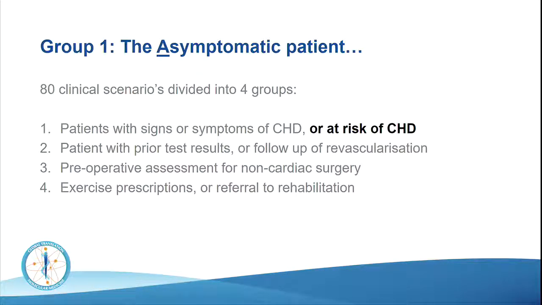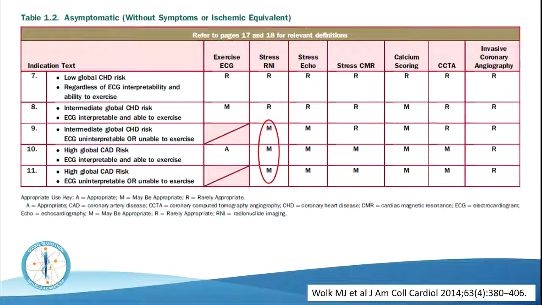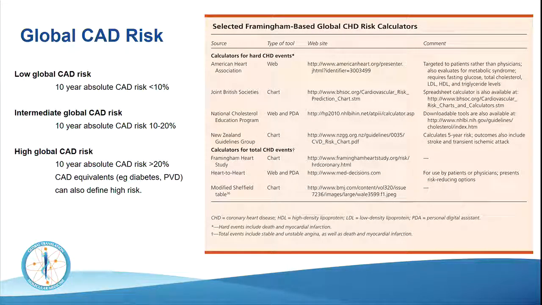What about asymptomatic patients? For asymptomatic patients, the guidelines recommend that those at intermediate risk with an uninterpretable ECG or those at high global risk may be appropriate to undergo myocardial perfusion imaging. But how do we assess global coronary disease risk? The Framingham-based models are recommended, particularly those that predict heart events, that is death and myocardial infarction.